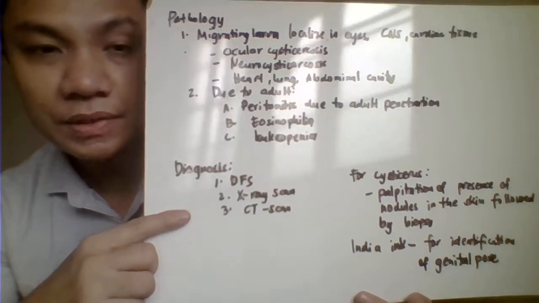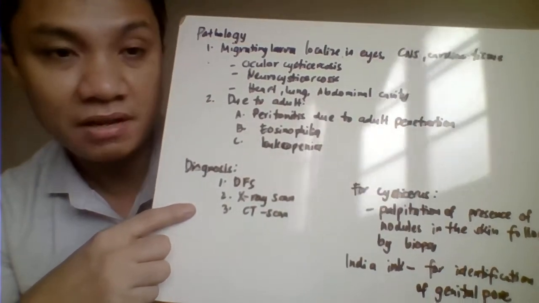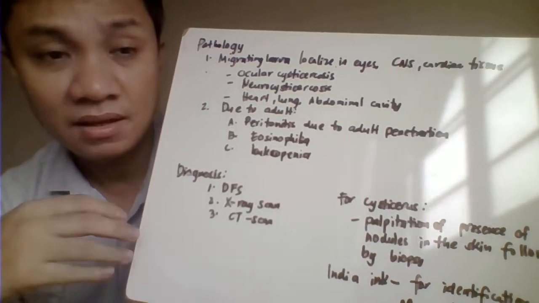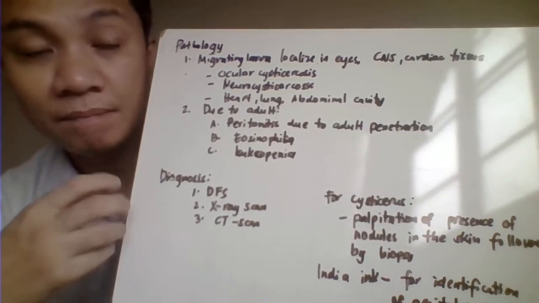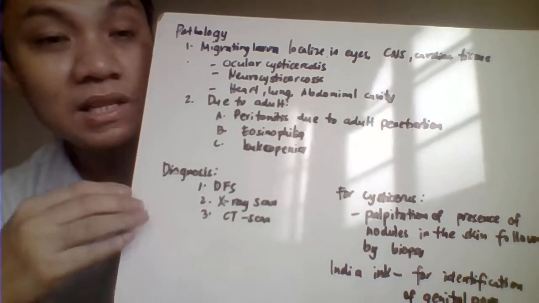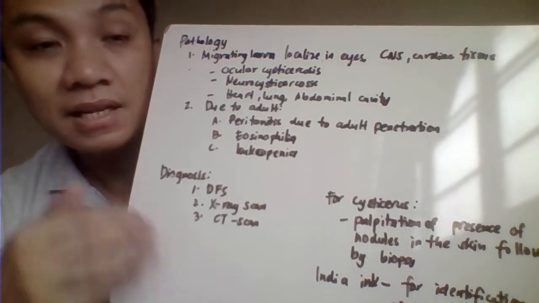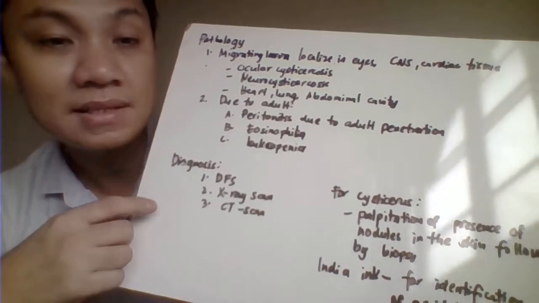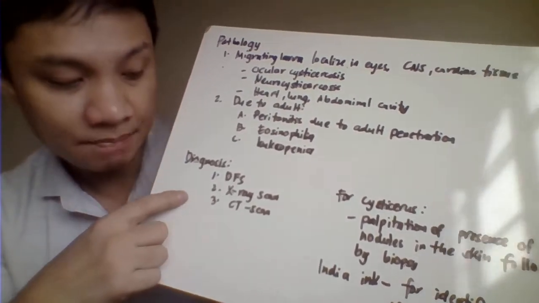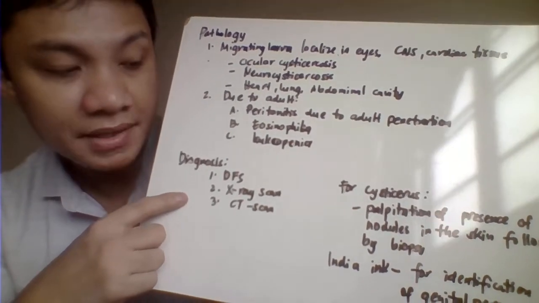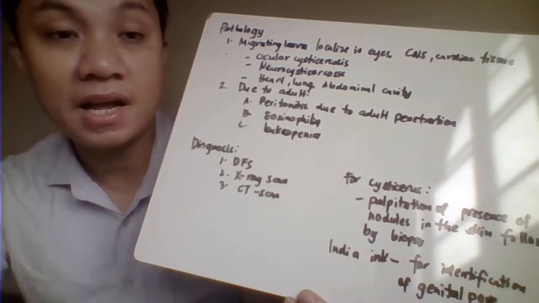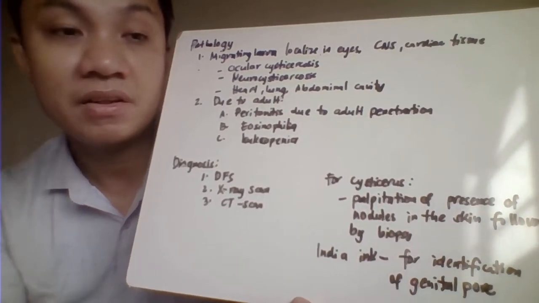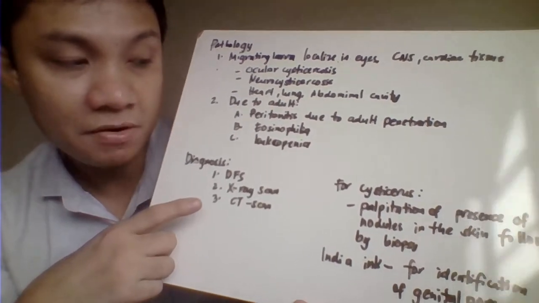Okay, for the diagnosis, you could have the DFS for identification of the ova. But then again, the problem with this one, hindi siya ganun ka-diagnostic. We could not actually differentiate the egg of your Taenia solium versus your Taenia saginata with just the DFS. You could also have the X-ray scan or the CT scan because again, the larva could lodge on your lungs or even in your heart or even in other parts of your body or brain.